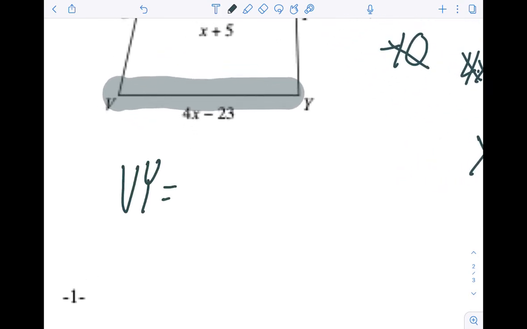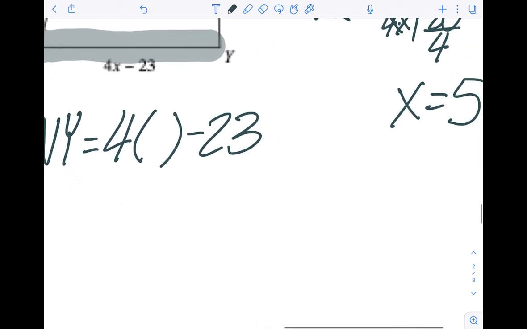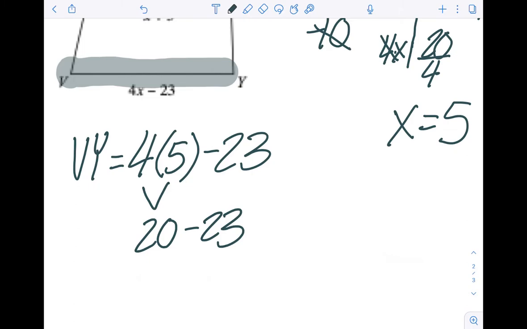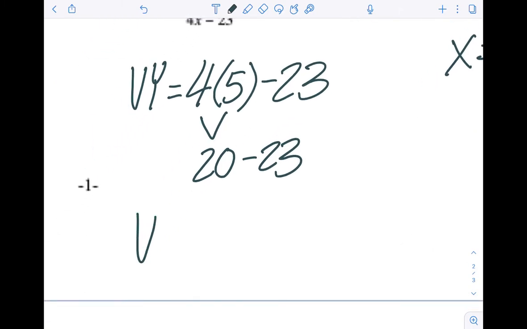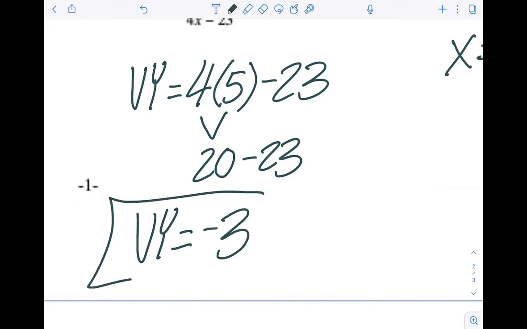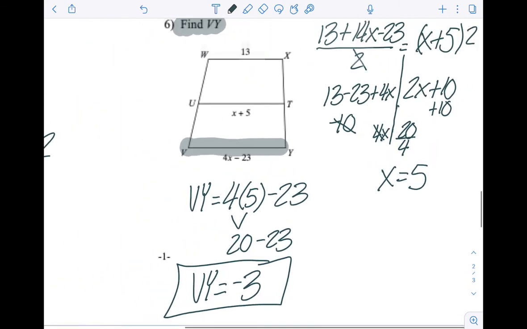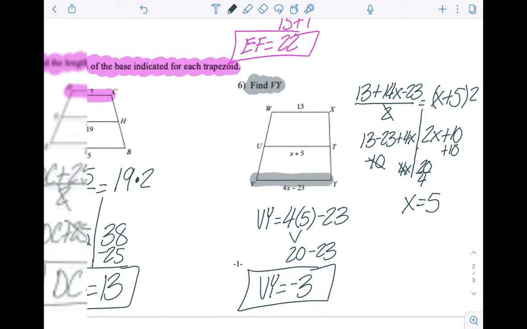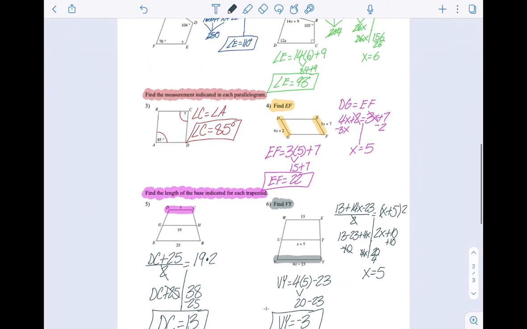Vy is equal to 4x, parentheses, minus 23, because I know I'm going to plug in this 5 right here, because this 5 is x. So that gives me 20 minus 23. 23 minus 20, right? They're different signs. I get negative 3, negative because 23 is bigger. And there's my solution right there, right? That's number 6. All right, there you go. Look at that. First page down, right?